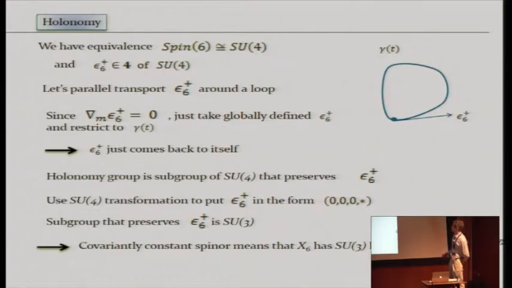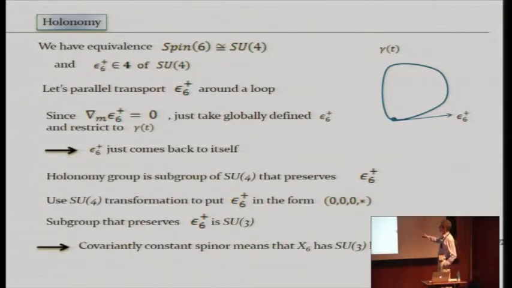Okay, but what does that mean now? That means that the holonomy group can't be all of SO6. It has to, or Spin 6 if you wish, because we're working with spinors now. It has to be some subgroup of SU4 that preserves epsilon 6. Because it has to come back to itself, and a general SU4 holonomy would not bring you back to yourself.